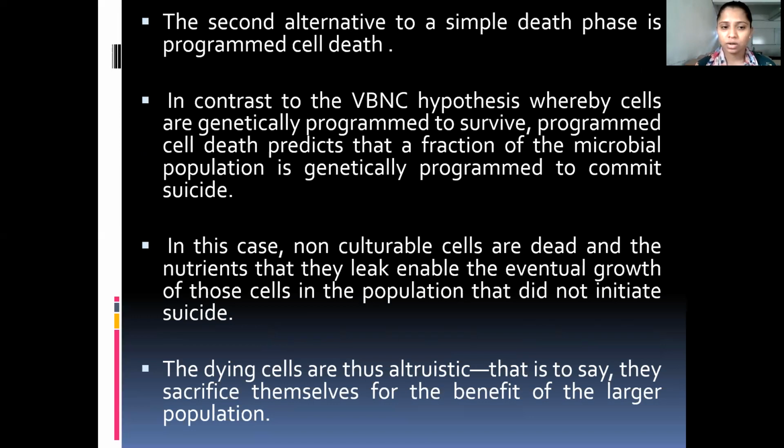In contrast to the VBNC hypothesis, whereby cells are genetically programmed to survive, programmed cell death predicts that a fraction of the microbial population is genetically programmed to commit suicide. In this case, non-culturable cells are dead, and the nutrients that they release enable the survival and growth of other individuals. Those cells in the population that die do so by initiating suicide. The dying cells sacrifice themselves for the benefit of the larger population.